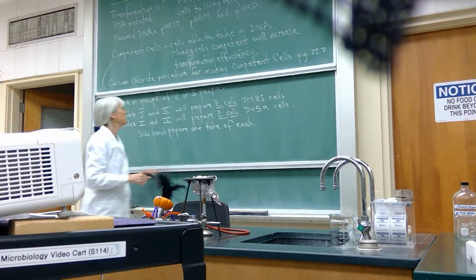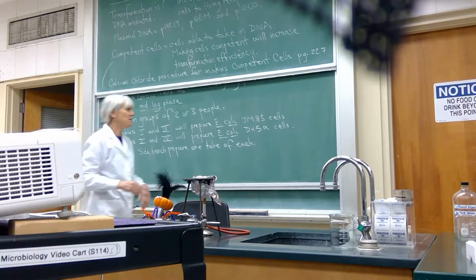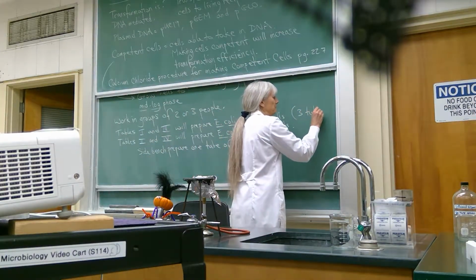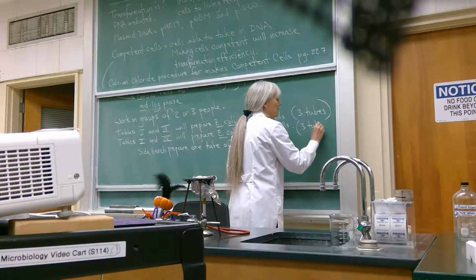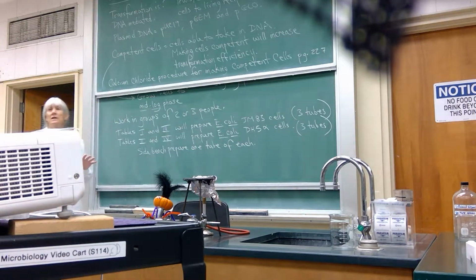Okay, the significance of this is that tables 1 and 3, you're going to prepare E. coli JM83 cells, and you're going to prepare 3 tubes. And tables 2 and 4 are also going to do 3 tubes. And then if the side bench people do 1 each of these guys, then everybody will have enough competent cells, we won't run out. We really don't want to run out of competent cells partway through the exercise because it takes some time to get these made up.